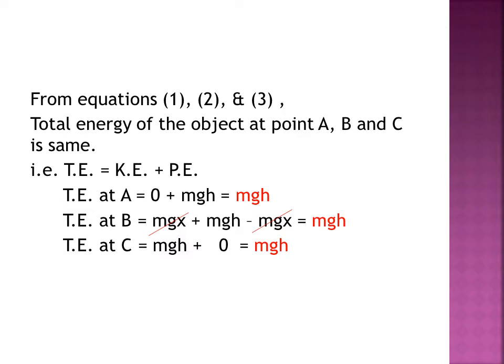So from this derivation we will see that the total energy at any point during the fall remains constant, and what is changing? Potential energy and kinetic energy are changing. So when the object is at a height h above the ground, the potential energy will be maximum, and when the object is falling towards the ground, the potential energy will be converted to kinetic energy. So at the ground near point C, the potential energy was 0 and the kinetic energy was maximum.